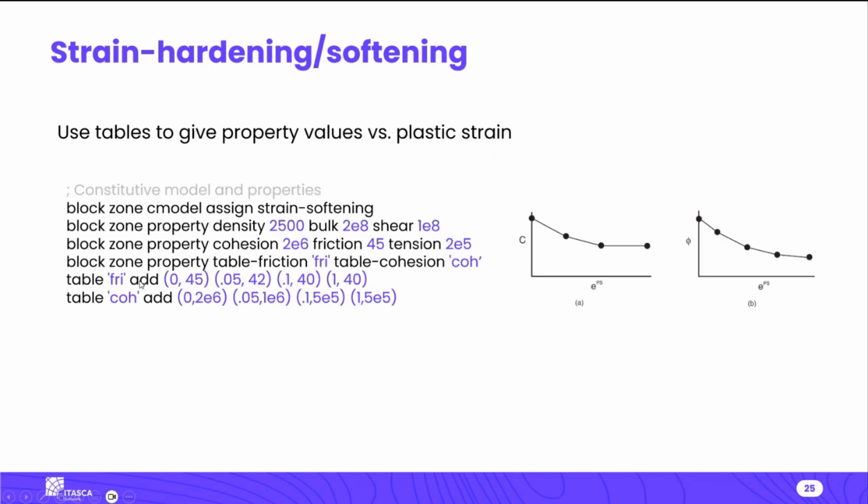Same thing for cohesion. Once you define the table, you just say block zone property, and you tell it which table to use for friction and which table to use for cohesion. This example here is slightly more complicated than you would probably see in real life. In real life, we don't generally know the details of this curve to this extent. You would almost always just give 3 points: the starting point, the minimum point, and the infinity point. And that's basically a straight line relationship between the cohesion and the plastic strain, or the friction and the plastic strain. And actually, this is shown in the next plot.